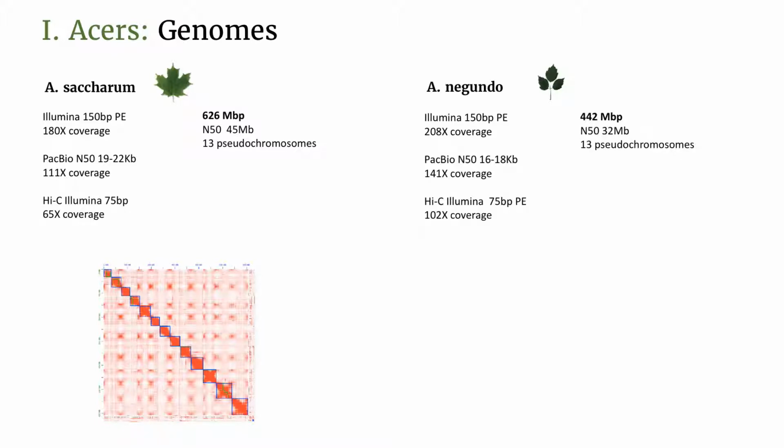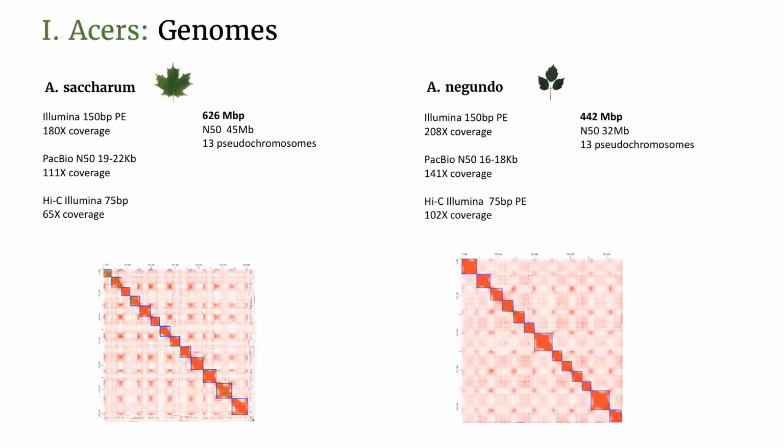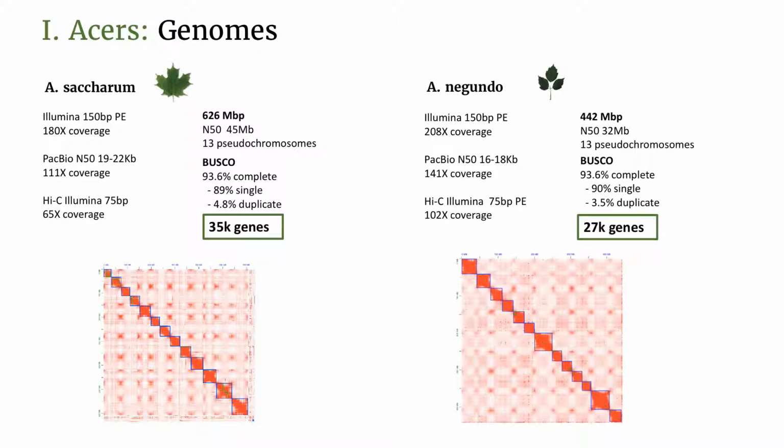Negundo is a little smaller at 442 megabase pairs and an N50 of 32 megabases. It's also in 13 pseudochromosomes, and both had high BUSCO scores, which is a measure of completeness using highly conserved single copy orthologs. Saccharum's score has slightly more duplication. And after annotation, Saccharum had 35,000 genes and Negundo had 27,000.